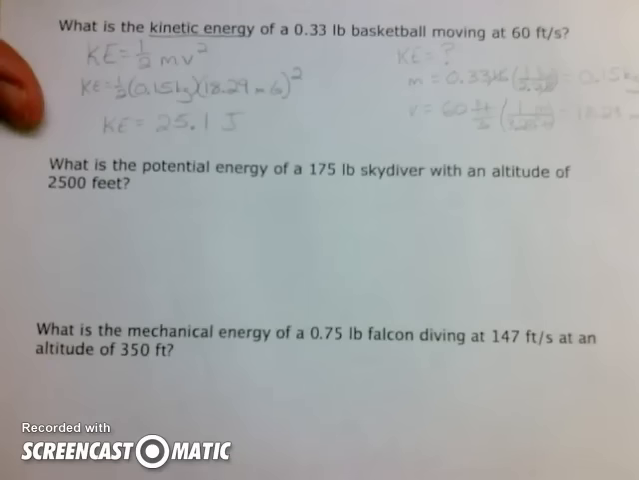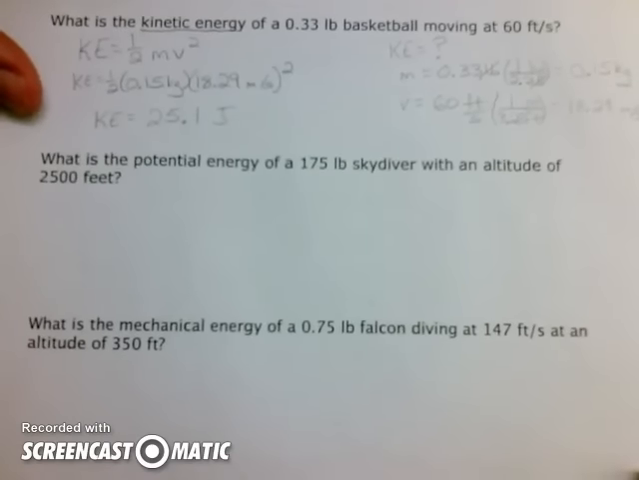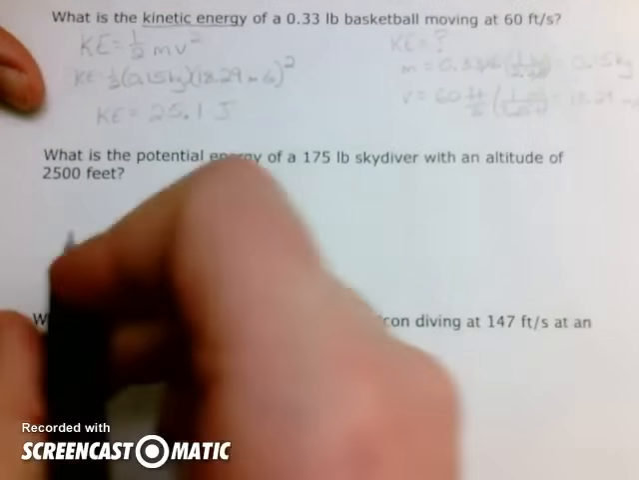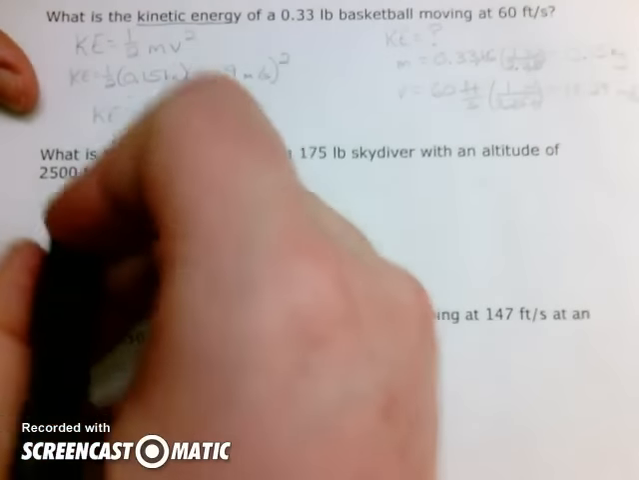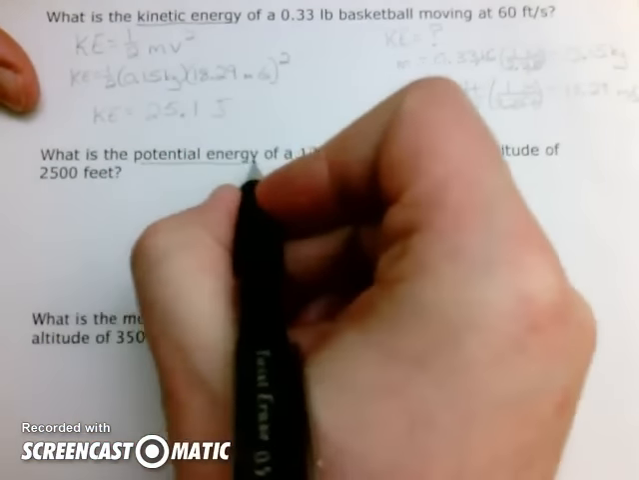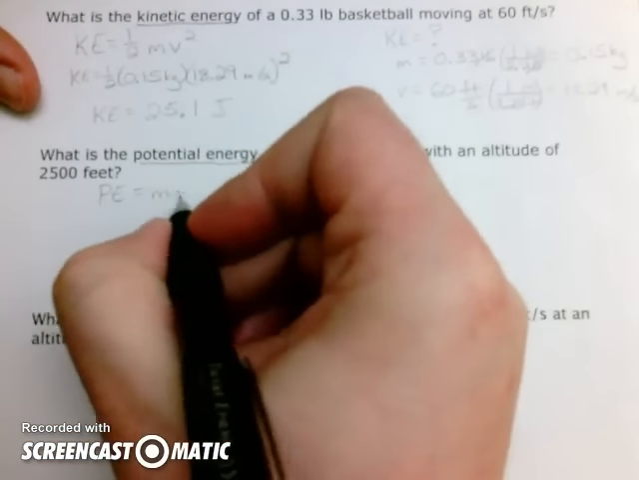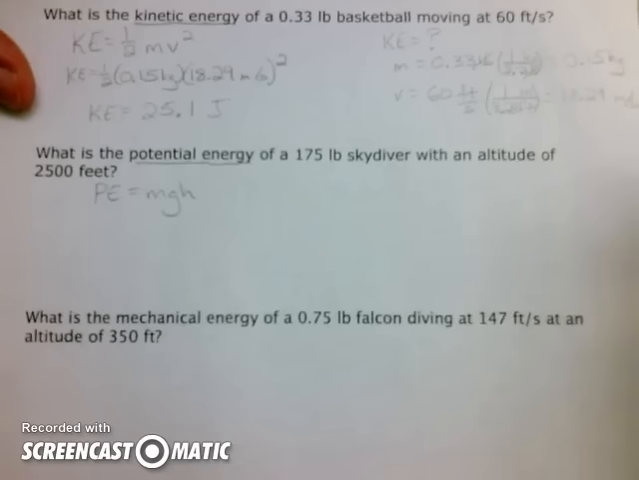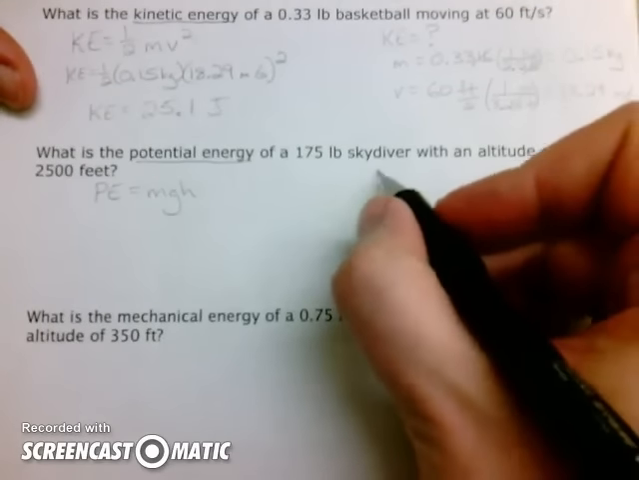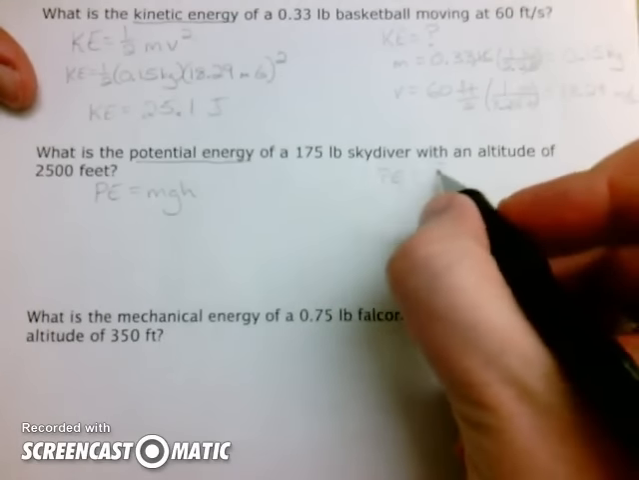What is the potential energy of a 175-pound skydiver with an altitude of 2,500 feet? Good question. We're looking for potential energy. First thing to do is write down that equation. That way you don't forget something when you're trying to solve the problem. PE is what we're looking for. It gets a question mark.